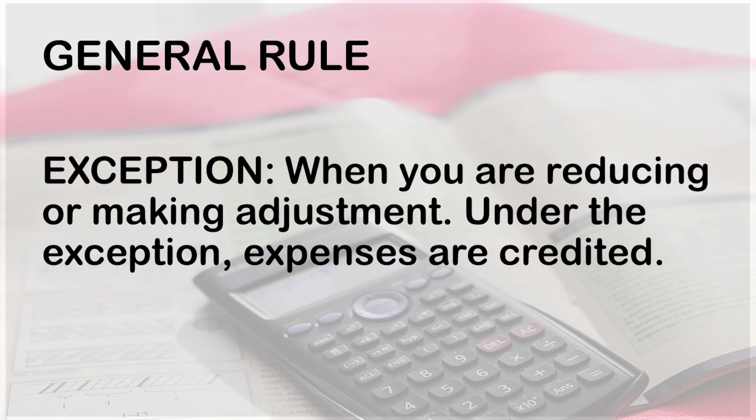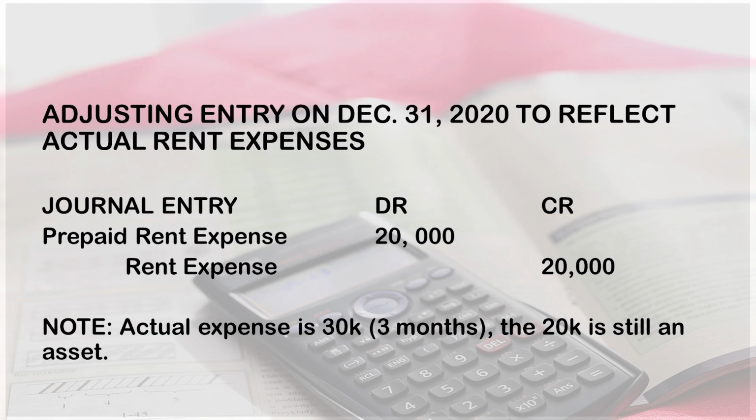There should be now an adjusting entry or adjustment at the end of the period on December 31 in order to reflect the true amount of expenses, which is only 3 months or 30,000. So, in order to reflect the real amount of rent expense at the end of the period, on December 31, we have to make a correcting entry or adjusting entry. What should be now our adjusting entry in application of our rule number 4?